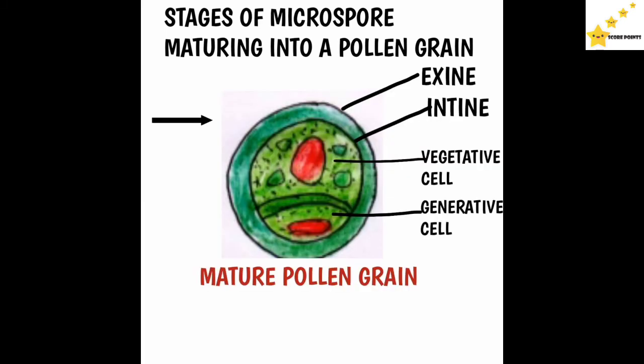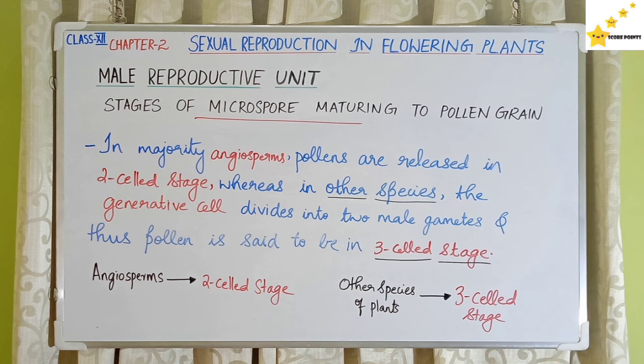Since it has 2 types of cells, that is bigger vegetative cells and smaller generative cells, this is called a 2-cell stage. In the majority of angiosperms, pollen are released in the 2-cell stage, whereas in other species or plants, the generative cell divides into 2 male gametes and thus pollen is said to be in a 3-cell stage. Angiosperms generally have a 2-cell stage, whereas other species of plants have a 3-cell stage.